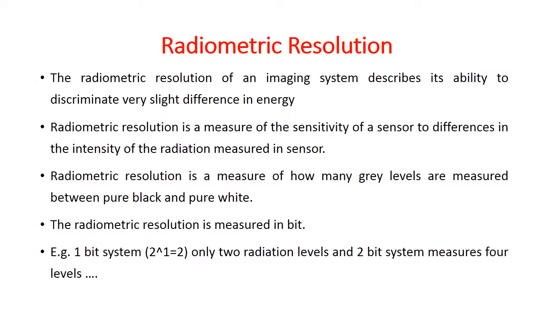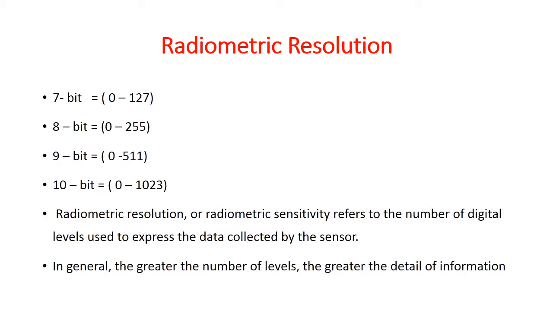For example, a 1 bit system is 2 to the power 1, that is 2. Only 2 radiation levels are there. If there is a 2 bit system, it means 2 to the power 2, that is 4 levels, and so on. If it is 7 bit, it means from 0 to 127. If it is 8 bit, then from 0 to 255 shades are there. For 9 bit it is from 0 to 511. For 10 bit it is 0 to 1023, and so on.